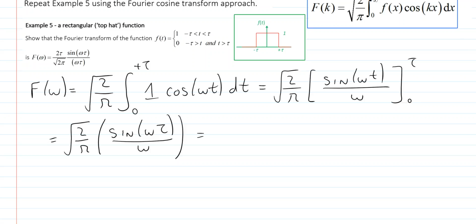So multiplying by root 2 in the top gives us a 2. We put in our factor of tau, and then in the bottom we've got square root of pi. We've got now another square root of 2, so we get square root of 2 pi, and then we have sine omega tau divided by omega tau, and this is the same result that we got when we used the complex exponential approach.